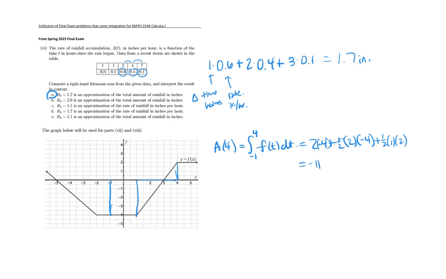Okay, so for the next one, I'm asked to compute A prime of 1. So if A of x is equal to the integral from negative 1 to x of f of t dt, by the fundamental theorem of calculus part 2, A prime of x is equal to f of x. So A prime of 1 will be f of 1, and f of 1 is negative 4.